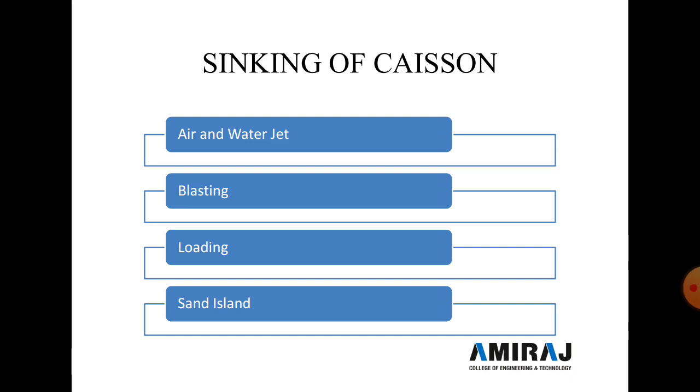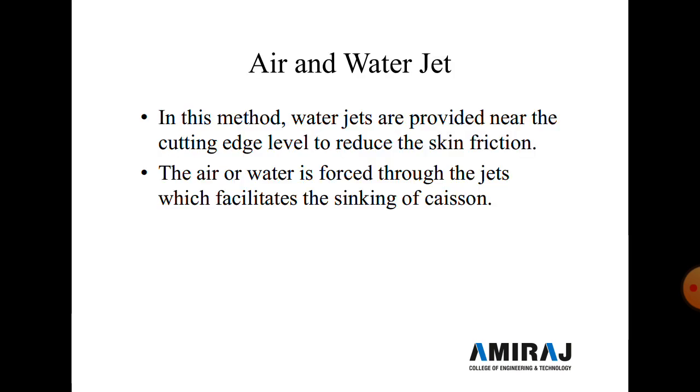Next is the sinking of the caisson: air and water jet, second is blasting, third is loading, and fourth is sand island. So we discuss them one by one. In the water jet method, water jets are provided near the cutting edge level to reduce the skin friction, and the air and water are forced through the jet, which facilitates sinking the caisson.